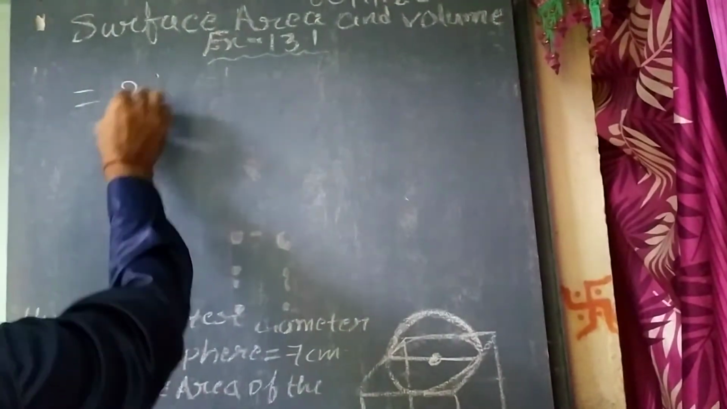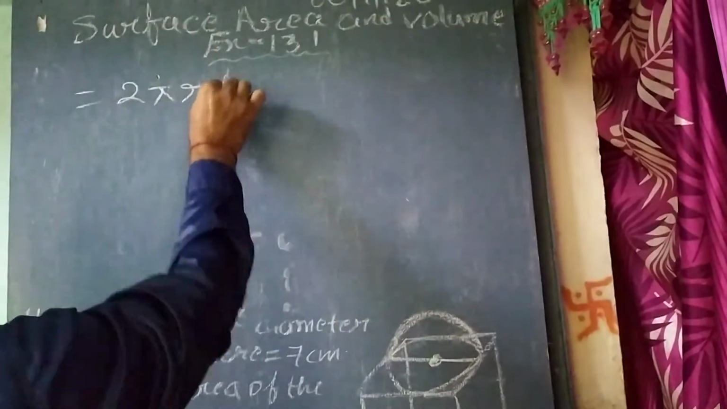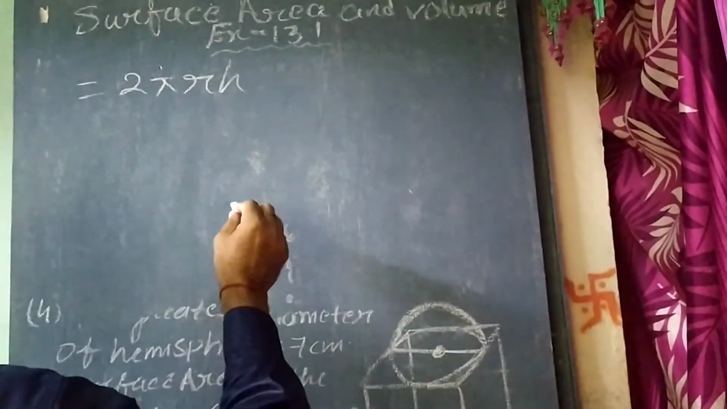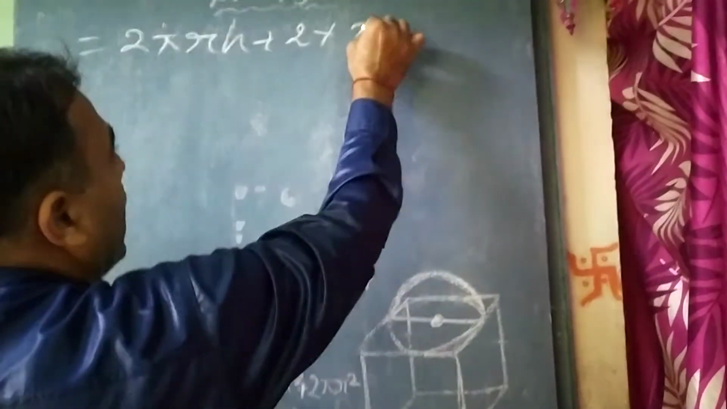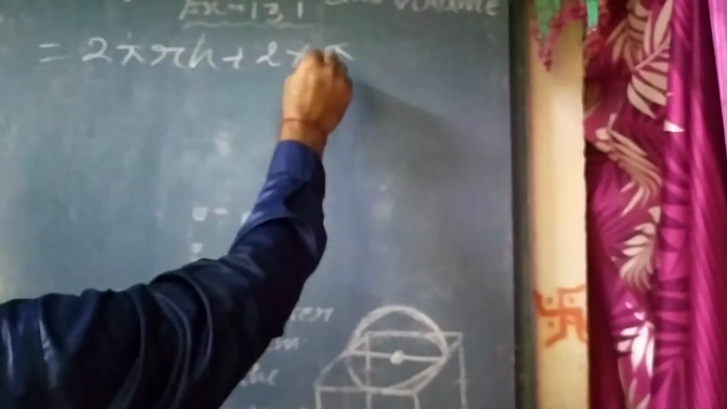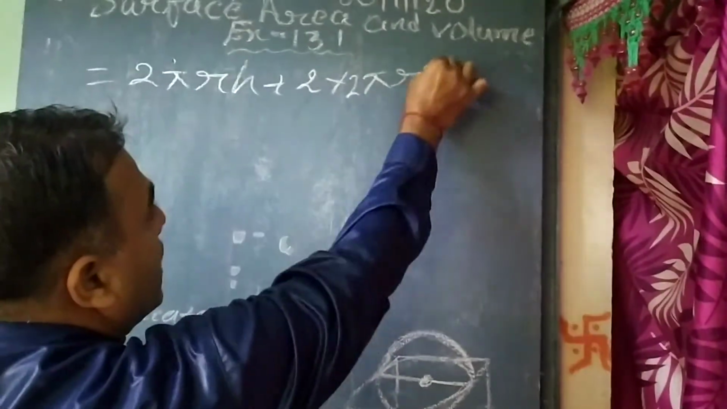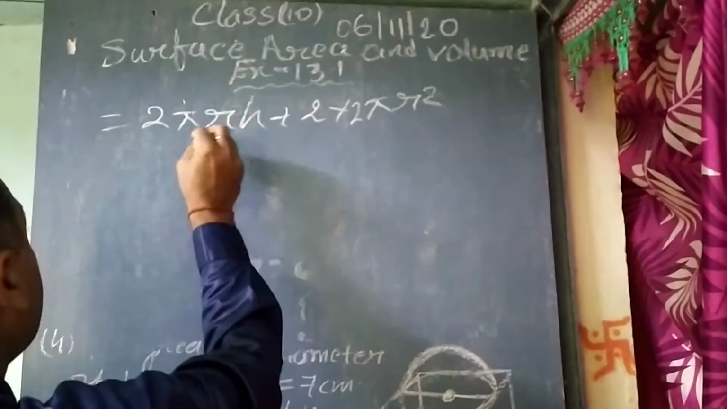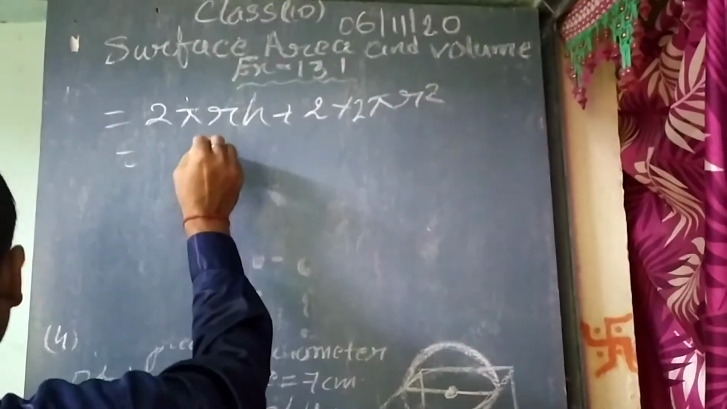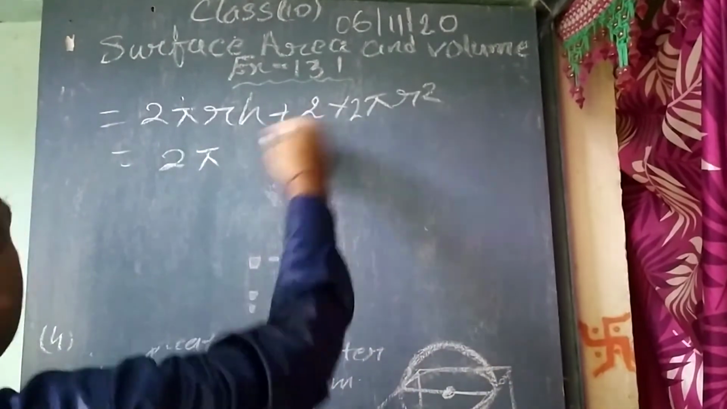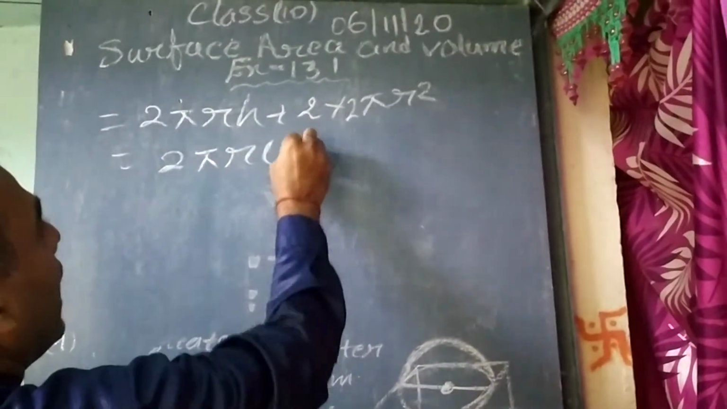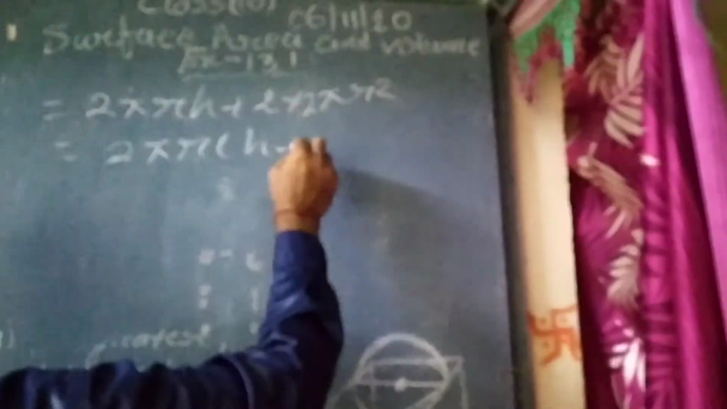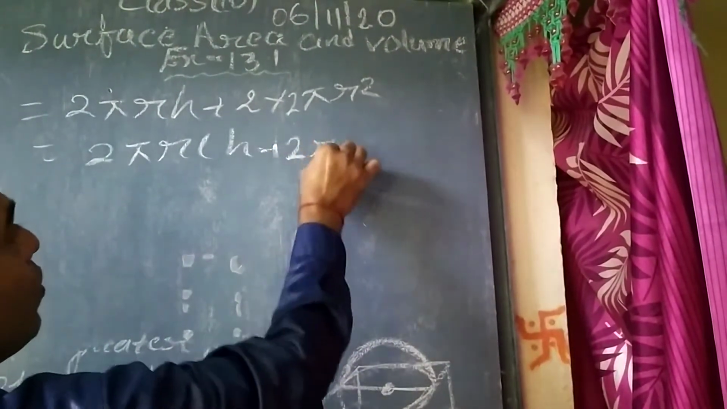The curved surface area of the cylinder is 2 pi r h, plus 2 into 2 pi r square, as there are two hemispheres, each with curved surface area 2 pi r square. Now we take out the common factor 2 pi r, so it will be 2 pi r into (h plus 2r).